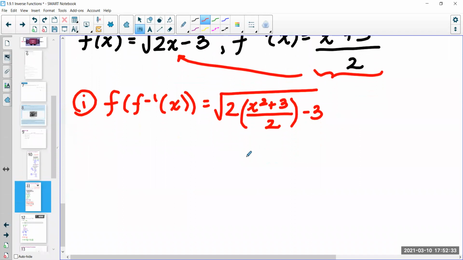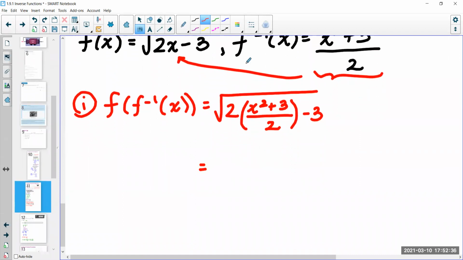So now let's continue with our simplifying. It looks like here inside the radical, we have this multiplication by 2 and then a division by 2 here. So those can actually cancel out. And we are just left with the square root of x squared plus 3. And then we still have that minus 3 on the outside. You can put parentheses around this x squared plus 3, but I guess it doesn't really matter when there's not a multiplier on the outside.